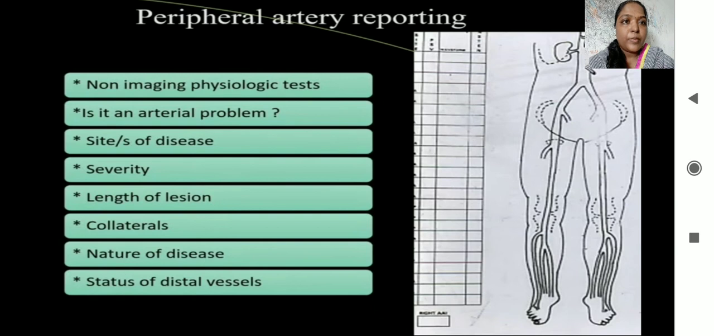Whenever you report a peripheral artery Doppler, include all these things. Any non-imaging physiological tests like ankle brachial index. Answer: is it an arterial problem or venous problem? What is the site or sites of disease? What is the severity of the disease? Length of the lesion, if collaterals are present or absent, nature of the disease and status of distal vessels.